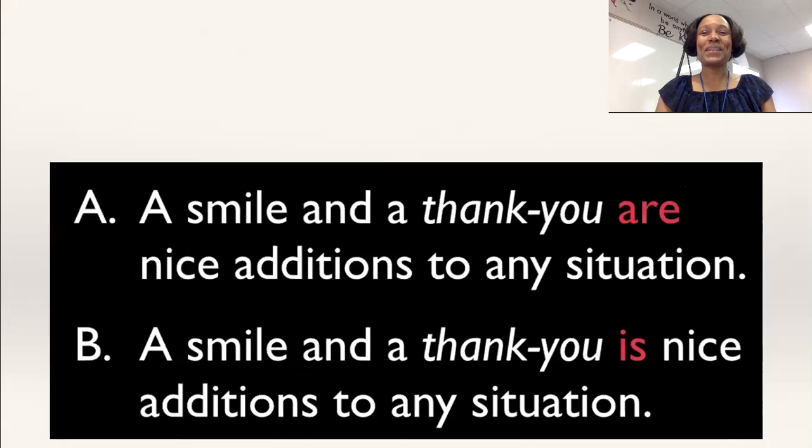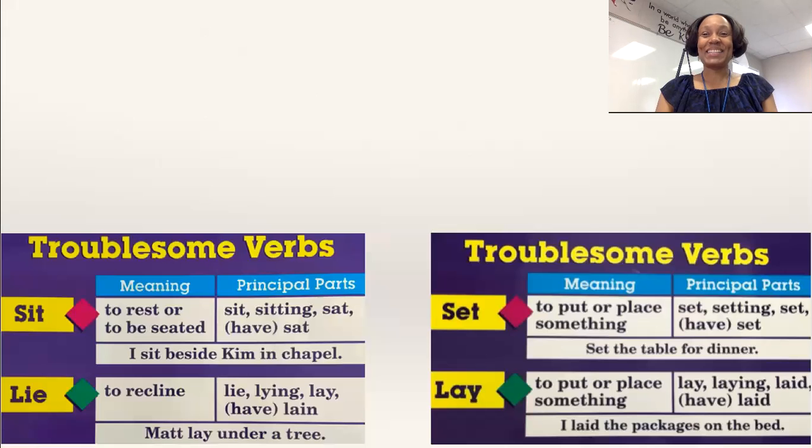Okay, and the final one we're going to cover, these examples should be familiar to you if you've been keeping up with your think exercises in the past. So we have A, a smile and a thank you are nice additions to any situation. Or B, a smile and a thank you is a nice addition to any situation. Okay, so you have once again two subjects, smile and thank you. They are nice additions to any situation. Very good.